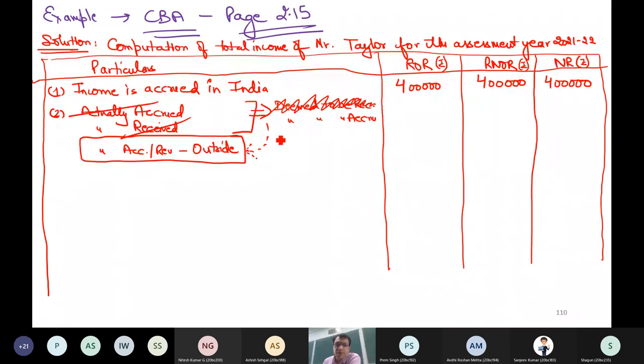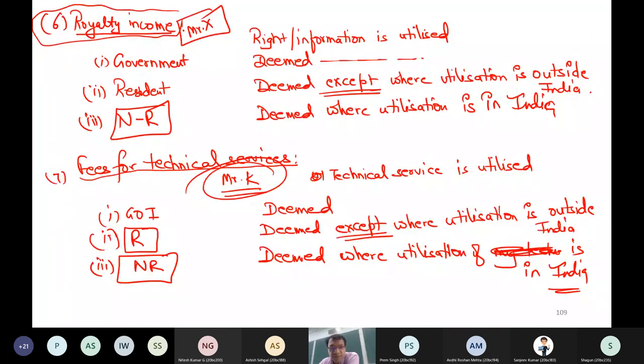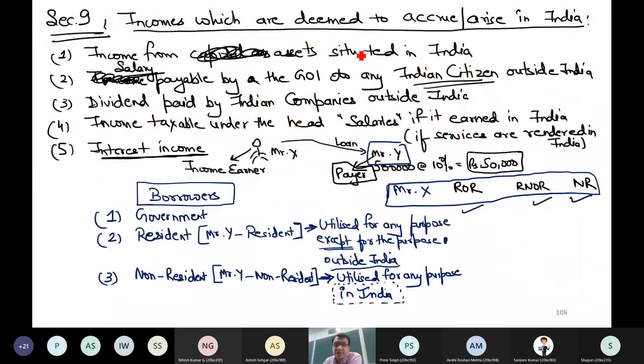Ignore it. You assume that income is not deemed to be received. For your level, those provisions will not come. But is this income deemed to be accrued in India? So if you remember those points, it is not covered in any of the cases.